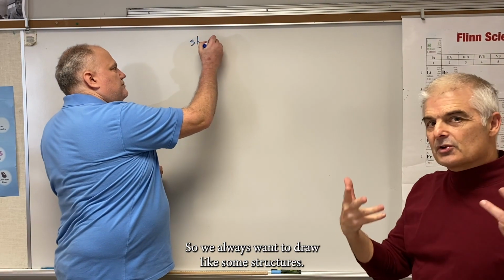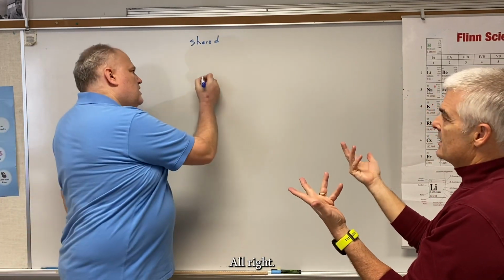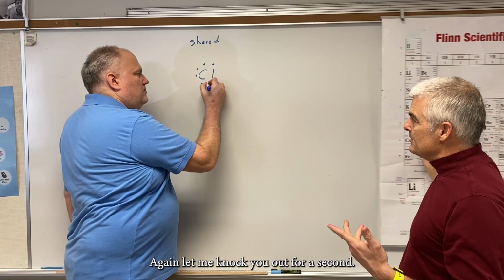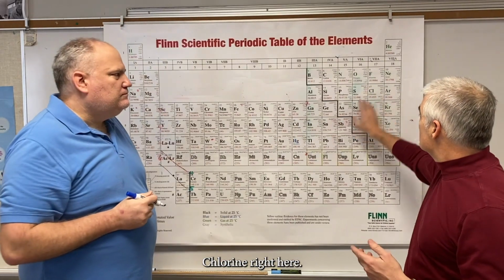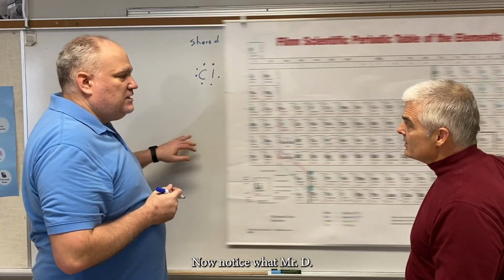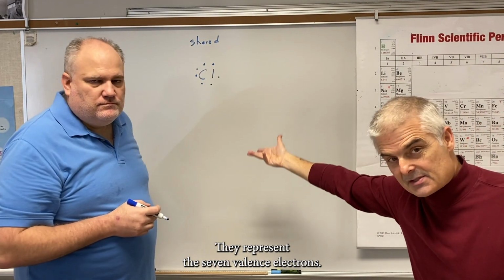So what we're going to do is draw some structures. It's all about electrons, all right? So let's do chlorine. Chlorine, if you recall, has 7 valence electrons. Chlorine is in column 17, 7 valence electrons. Now notice what Mr. D has just done is he's put 7 dots. They represent the 7 valence electrons.